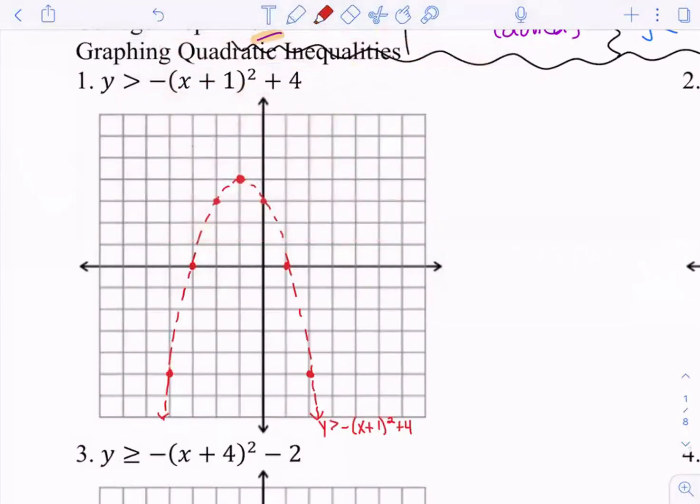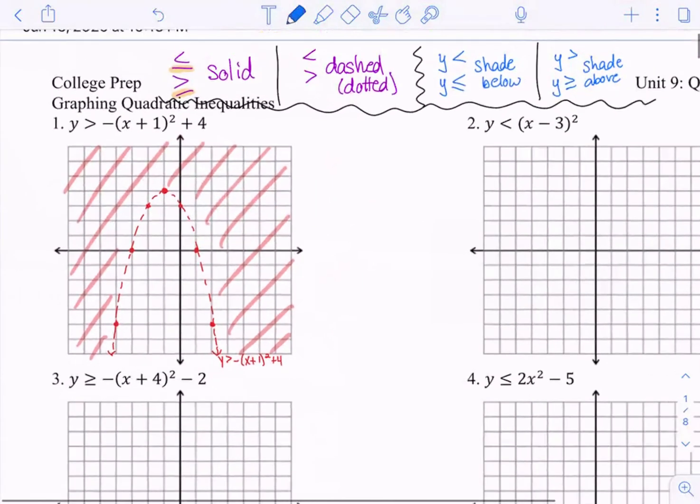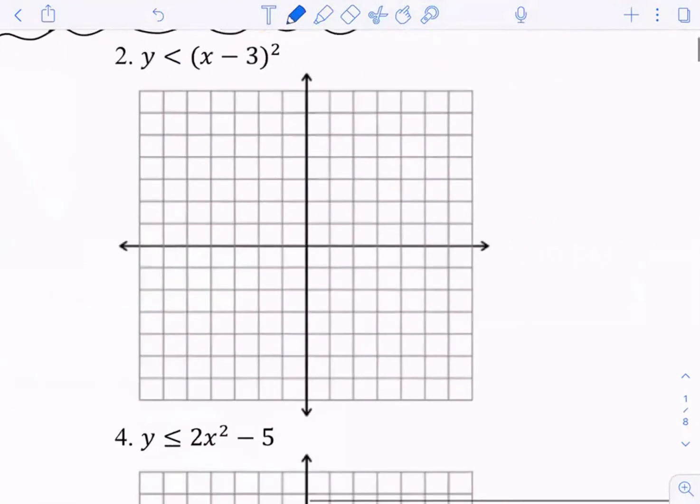So when I shade this, everything above, all of these coordinates that I'm shading in are solutions. So I could pick any one of these coordinates in the shaded area, any one of these. So here is a solution, here's a solution, here's a solution. But this is not a solution because it's a dotted line. Remember the difference? We did that when we did linear. I hope you remember it. Let's try this next graph.